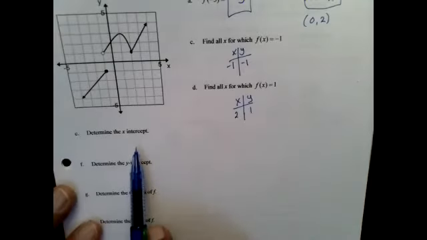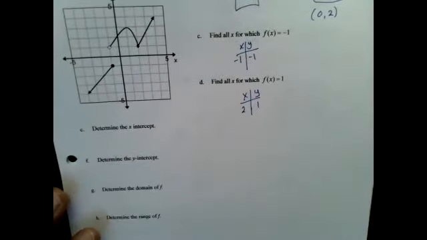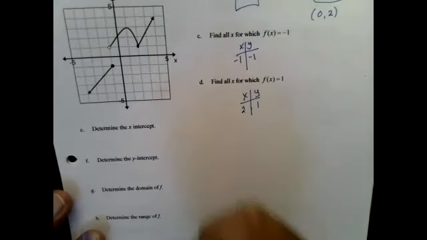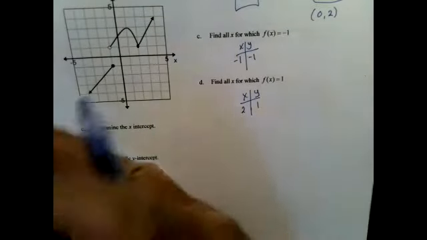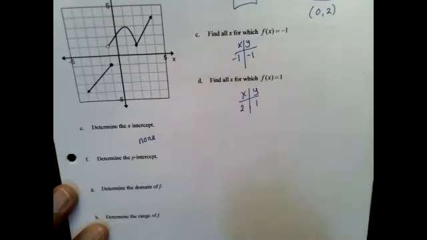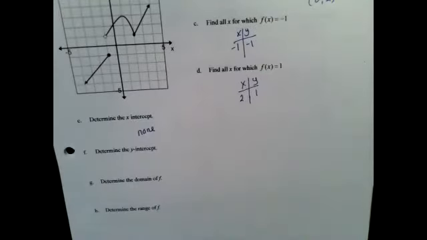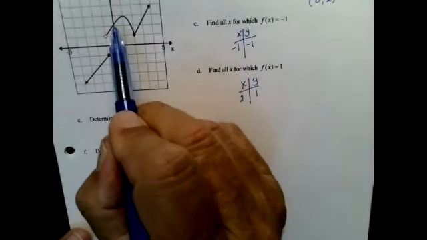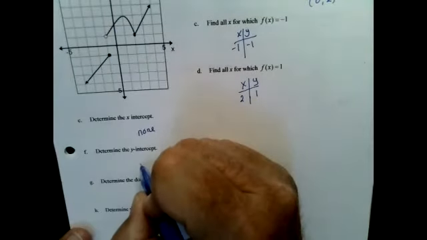What is my x-intercept? Where does it cross the x-axis? Nowhere. None. Not 0. None. There aren't any x-intercepts. Is there a y-intercept? Right, there's one. Yep, 2.